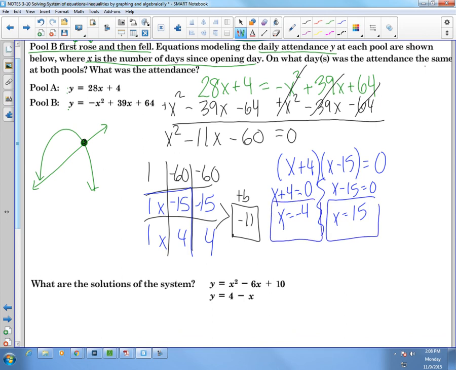One of these answers makes sense, one does not. x is the number of days opened. Which one does not make sense? That was before they were open. So of course they have the same number of people. They don't have 0 people show up before they were open, right? So our answer would be, on what days is the attendance the same? On day 15, Pool A and Pool B have the same attendance.